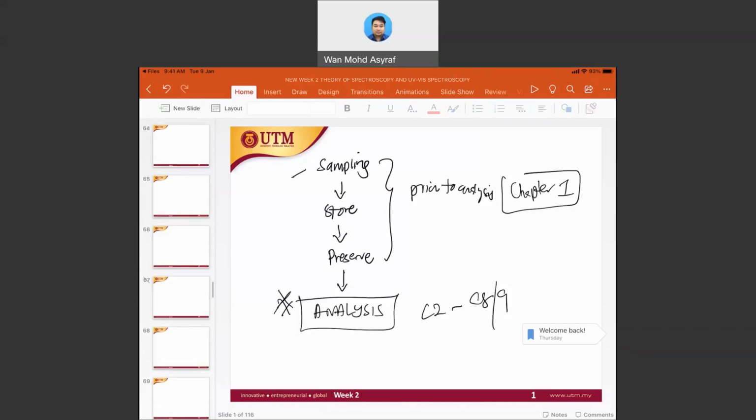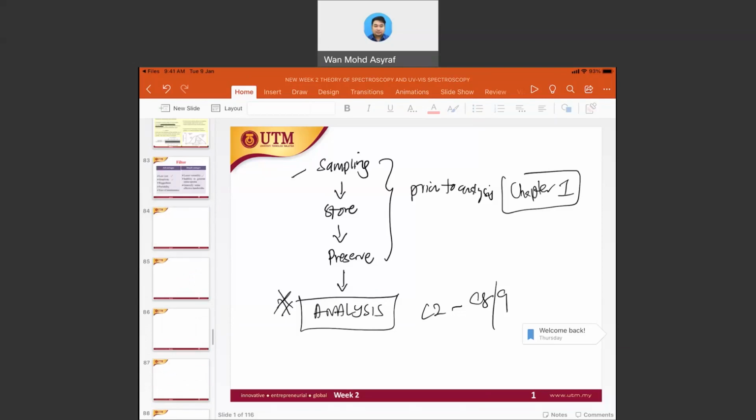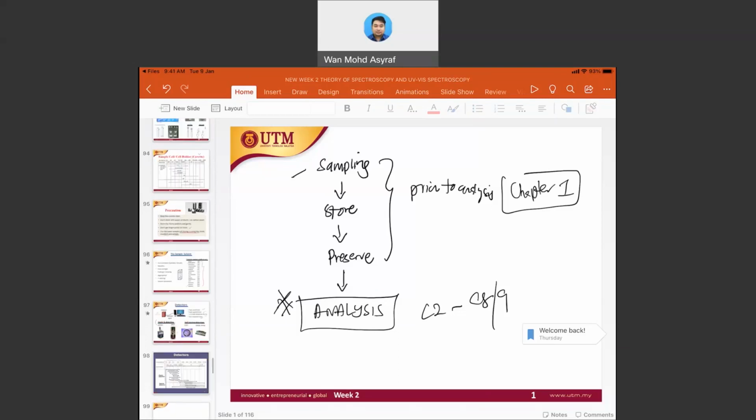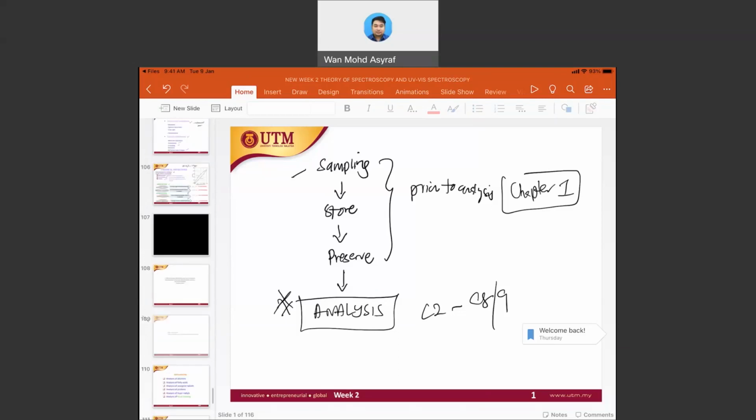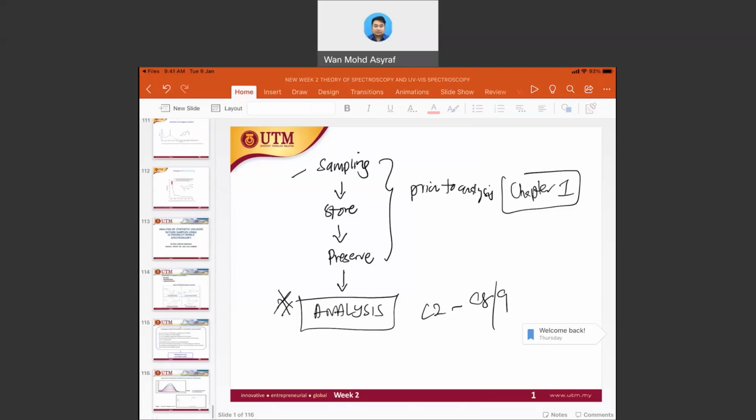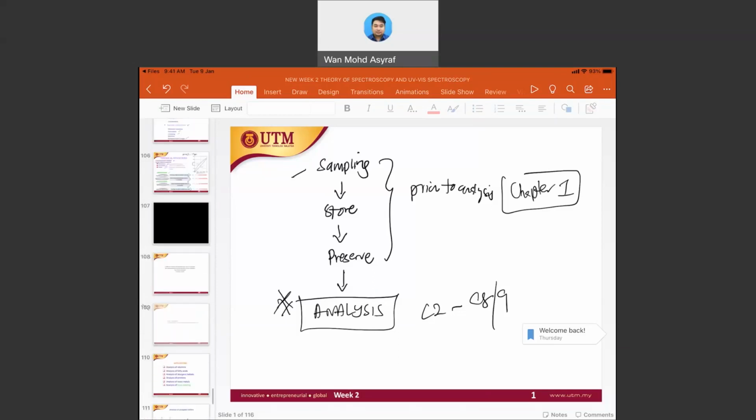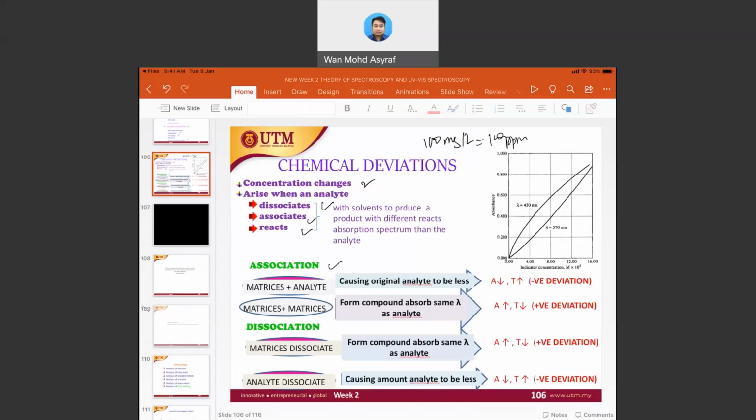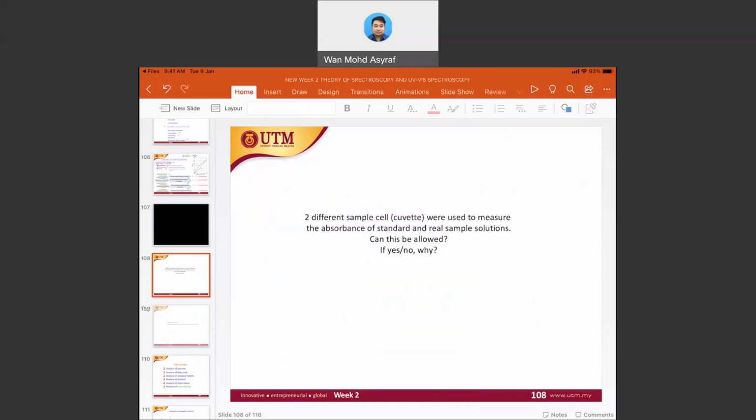Maybe just a little bit more on this. So the deviations, you will understand. We have different kinds of deviations and what they cause to your analysis.